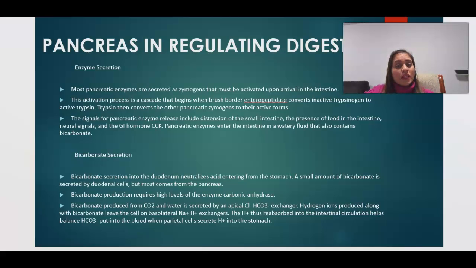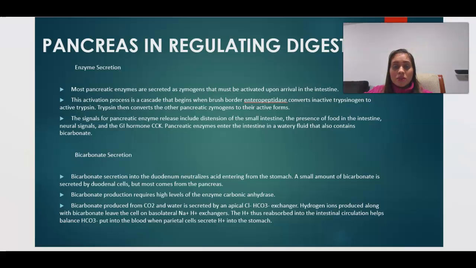When we talk about the bicarbonate secretion into the duodenum, it neutralizes the acid entering from the stomach. A small amount of bicarbonate is secreted by duodenal cells, but most comes from the pancreas. Bicarbonate production requires high levels of the enzyme carbonic anhydrase.